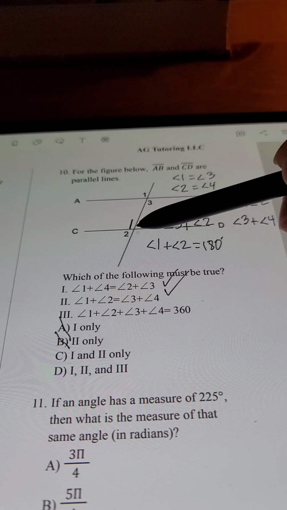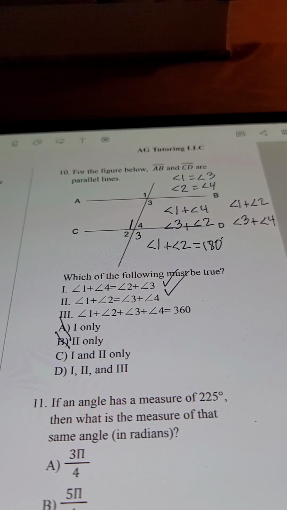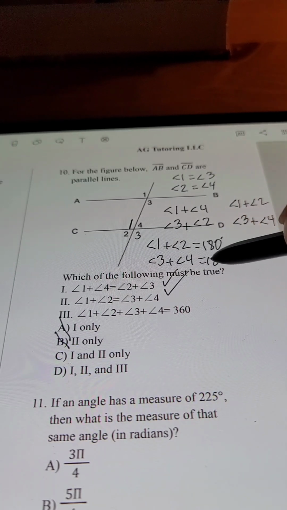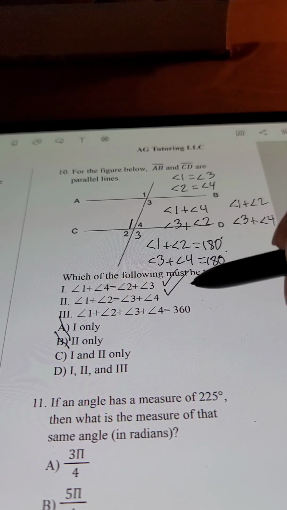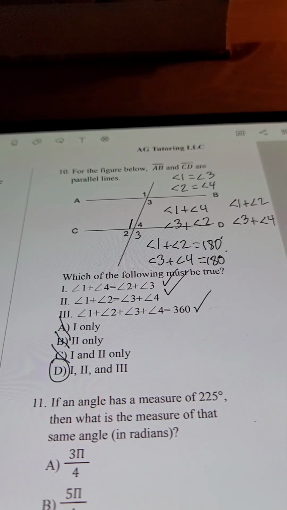Well, 3 is bottom right, so it could be equal to the bottom right over here. And these two angles also add up to 180 degrees. So angle 3 plus angle 4 equals 180 degrees. So if we add all of this up, we do in fact get 360 degrees. So the answer should be D, it's all of them.